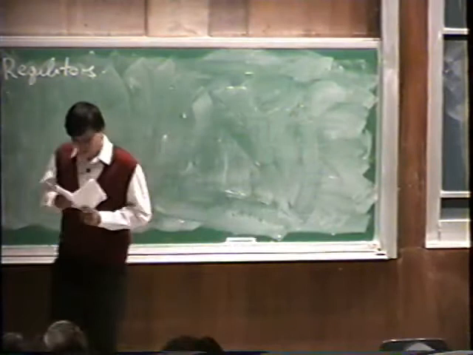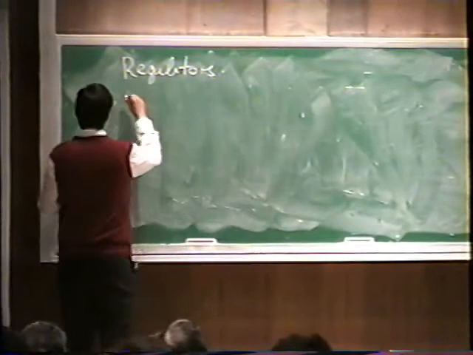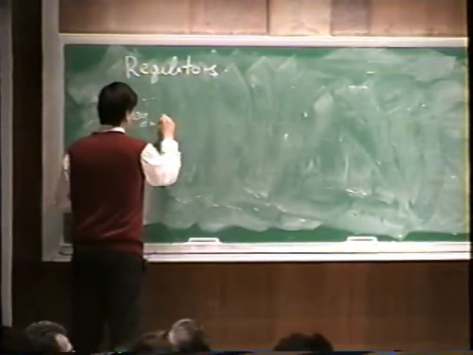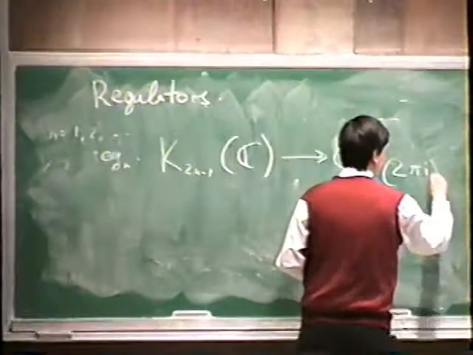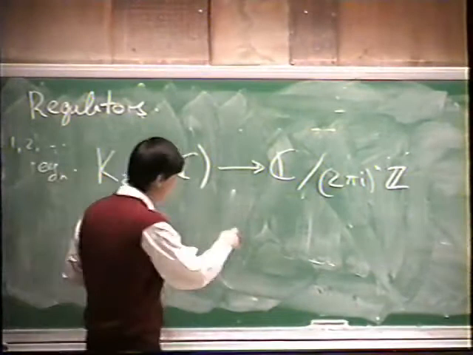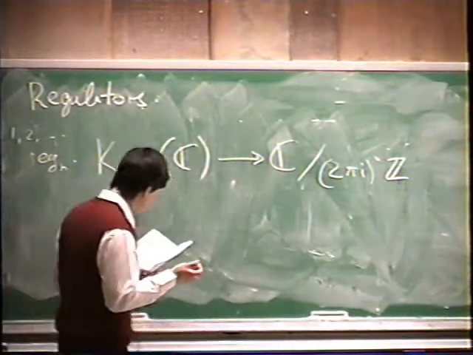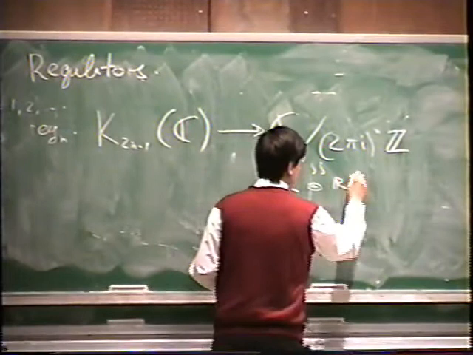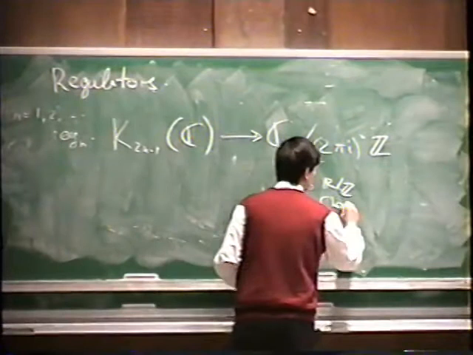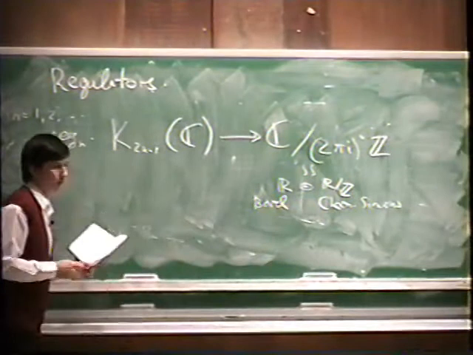Sorry. Okay, so I will try to write everything on the desk in this case. So n will be integers and regulators are maps from algebraic K-theory of a series of complex numbers to the thing. They are called Beilinson-Borel regulators, but essentially are Chern-Simons classes. So this thing is isomorphic to R plus R mod Z. Here are Borel classes and here Chern-Simons classes, classes of flat connections.